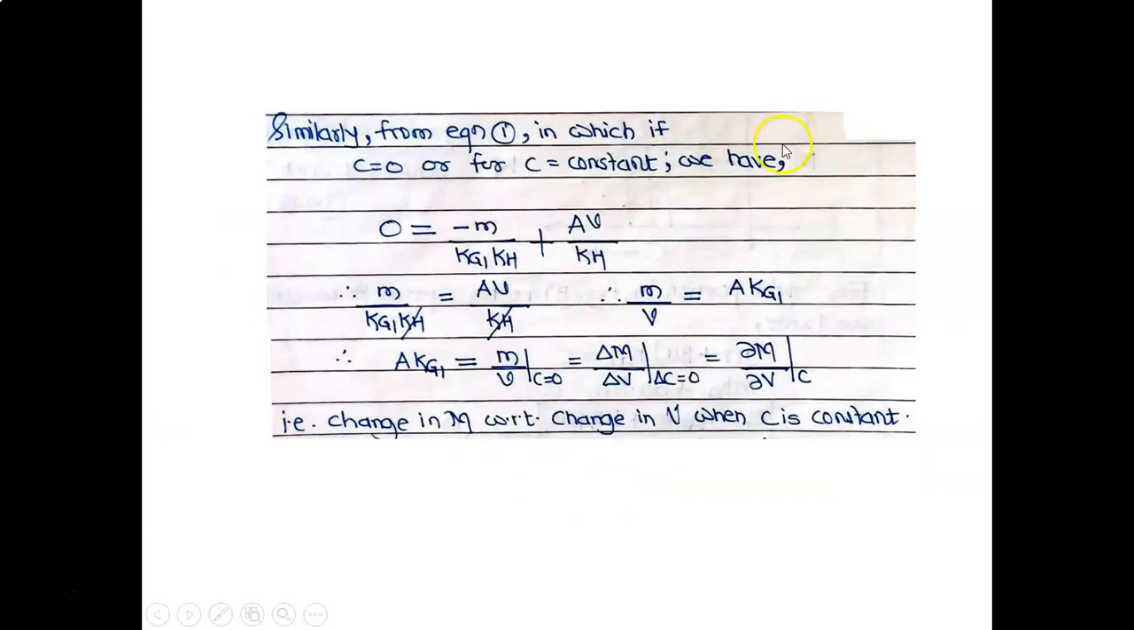Similarly, from equation 1, if c is equal to 0 or c is equal to constant, we have 0 is equal to minus m divided by kg1 into kh plus av divided by kh. Therefore, m divided by kg1 into kh is equal to av divided by kh, which will get cancelled. Therefore, m divided by v is equal to a into kg1. Therefore, a into kg1 is equal to m divided by v at c is equal to 0, which is equal to delta m divided by delta v at delta c is equal to 0, which is equal to dou m by dou v when c is equal to constant. That is, change in m with respect to change in v when c is constant.